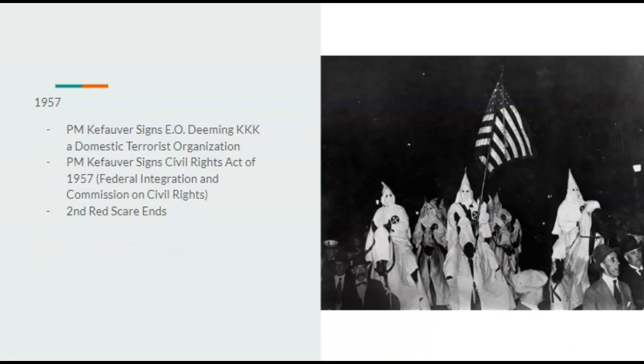Heading on to 1957, Prime Minister Kefauver signs an executive order deeming the KKK a domestic terrorist organization, taking a very progressive approach to the whole civil rights thing. And as we saw with Earl Warren, who was taking a very progressive approach to the KKK, Estes Kefauver would continue to do the same thing, just a bit more aggressive in the process.